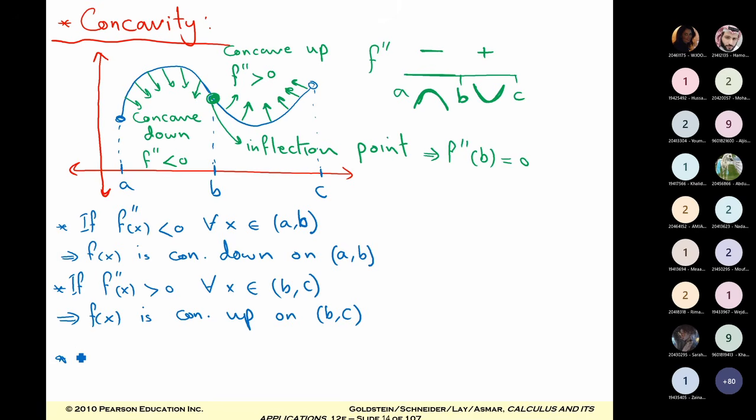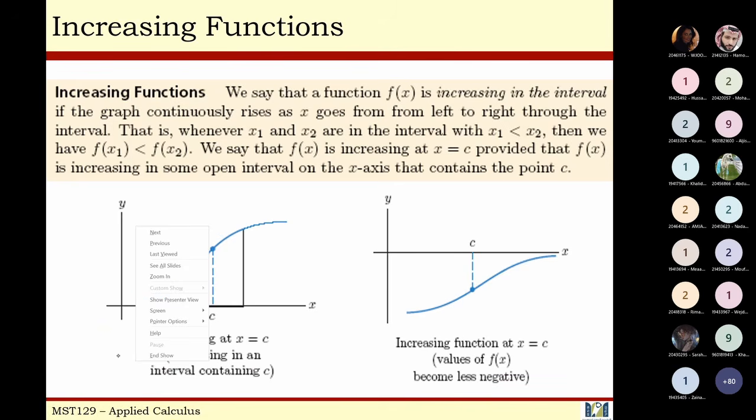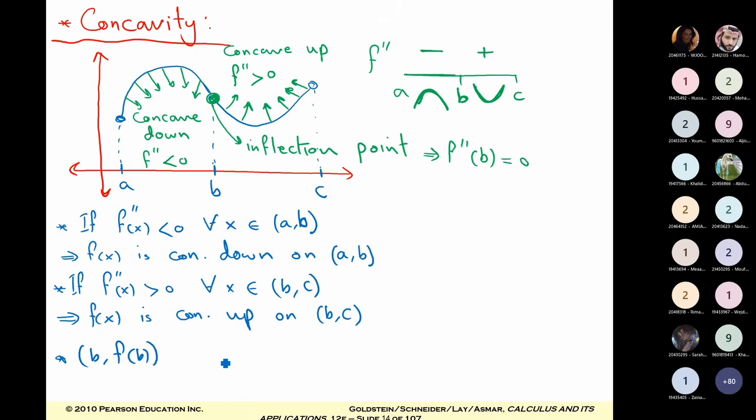And we call B and f of B an inflection point. Okay, so we can conclude this interval is concave down, and this is concave up, and this is concave down.